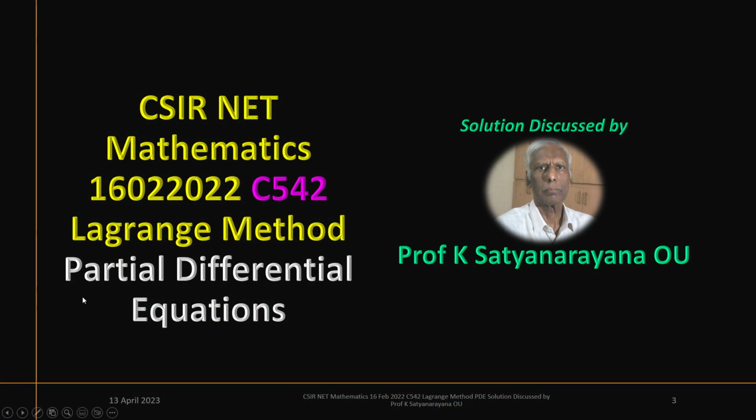We will now discuss the solution of a problem from the section Partial Differential Equations. This question is on the Lagrange's method of solving the first order linear partial differential equations. This question has appeared in the CSIR National Eligibility Test held on 16th February 2022, and it is from section C.